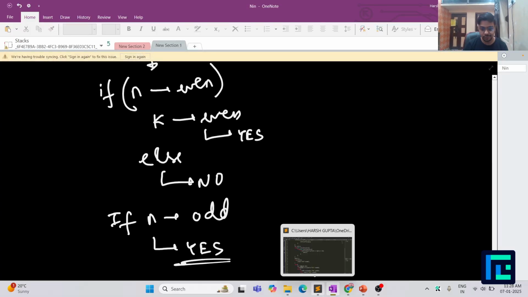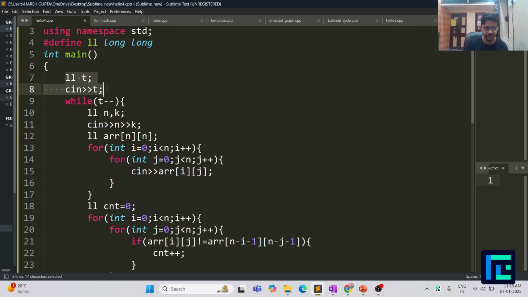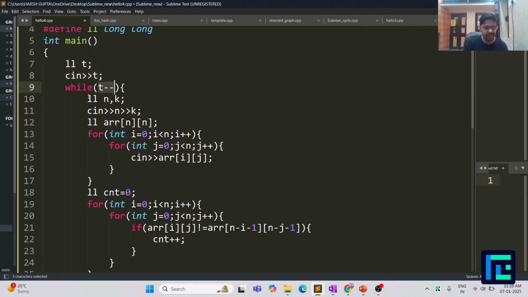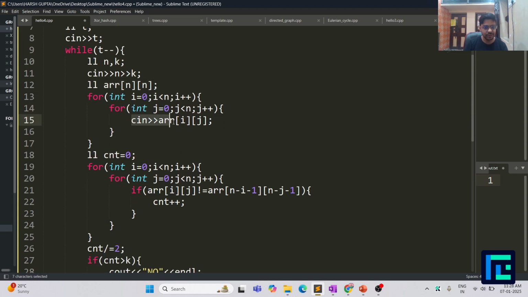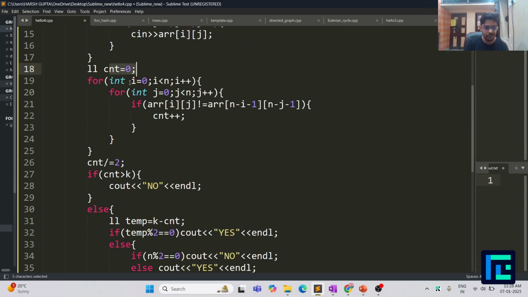So let's move on to the code for better understanding. So this is the code. First of all, I took the number of test cases as input. Then for every test case, I'm taking n and k as input, constructing an array of size n cross n and taking the array as input. Now I initialized my count to 0, went over all the cells from 0, 0 till n minus 1, n minus 1. And if the color of the cell i, j does not match the color of cell n minus i minus 1, n minus j minus 1, then I am simply incrementing my count.